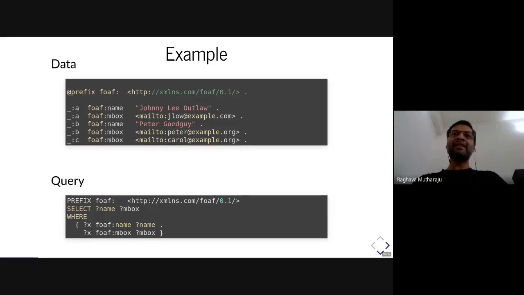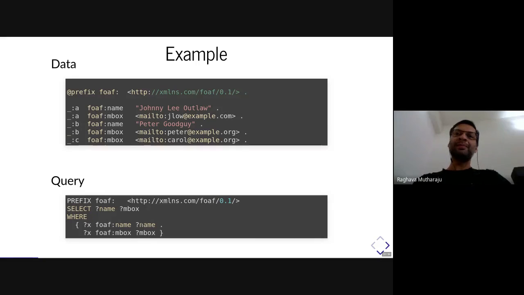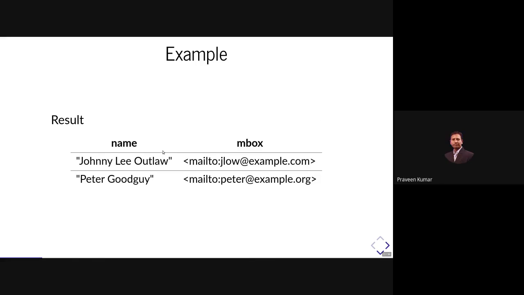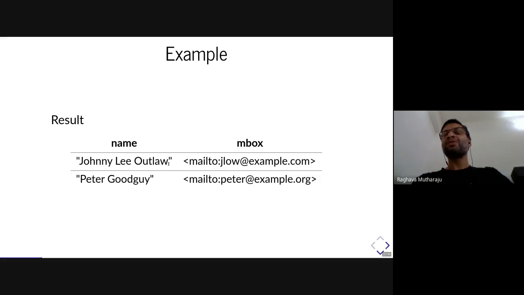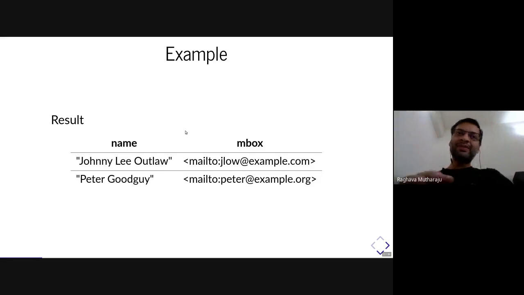In this case, you have Johnny Lee, and Johnny Lee has a mailbox, so that condition is met. You have Peter and Peter's mailbox, so the condition is met. But in the case of Carol, you only have the mailbox and not the name. So both the conditions are not met, and the join is not successful. That's why you only get these two rows as the output. Later on, we'll see other mechanisms where you can say one or more of the conditions is optional.